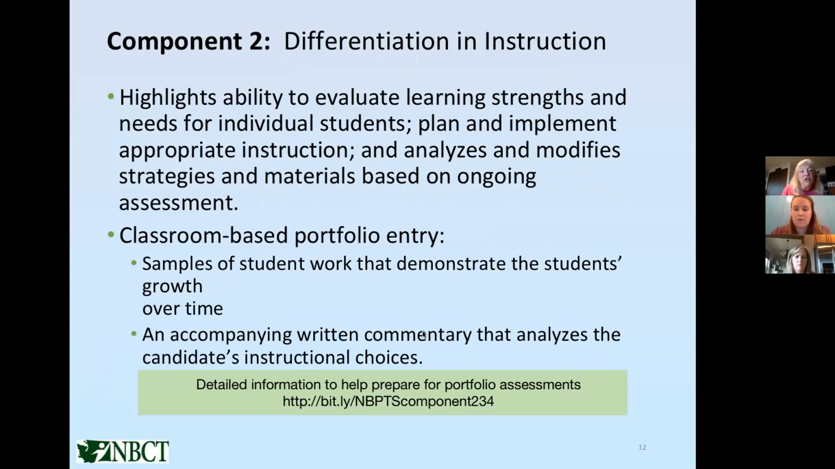In component 2, it's the differentiation in instruction. In this, you will be collecting student work samples, and you will be using assessment and feedback, and then you will be designing lessons based on some baseline information that you receive through those assessments to differentiate instruction, and you will show how you did that and their growth through collection of student work samples.